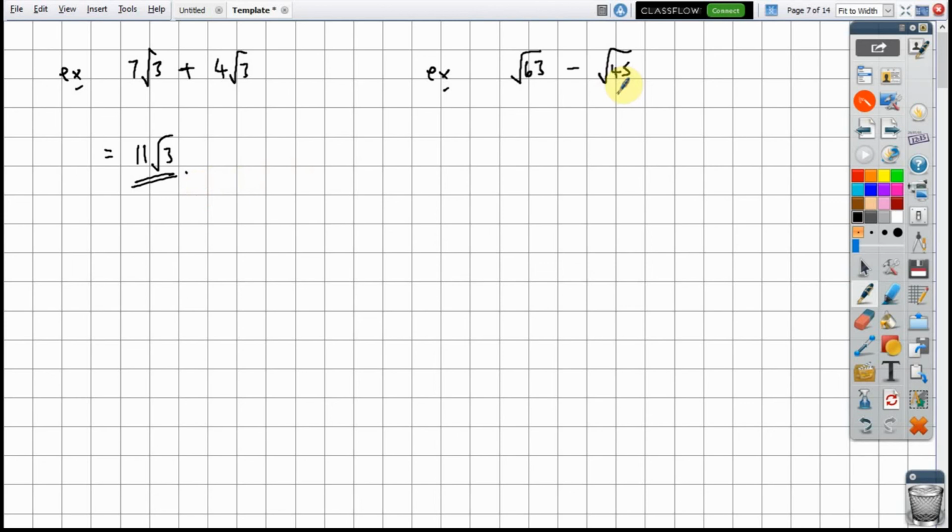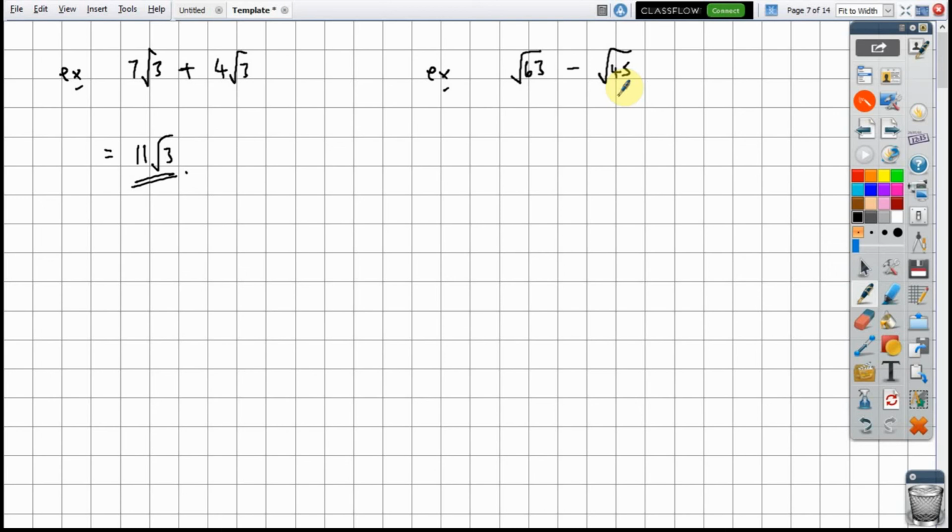More likely you'll face something like this, root 63 minus root 45. Now all you can do here, other than the mistake that people often make, we'll come to that in a moment, is start splitting that 63 up into its factors, and the 45 likewise. What a lot of people do is they see this, they panic, they think 63 take away 45 is 18, and so they put root 18 for their answer. But what they're forgetting is that it's not 63, and it's not 45. Root 63 is a completely different number to 63.